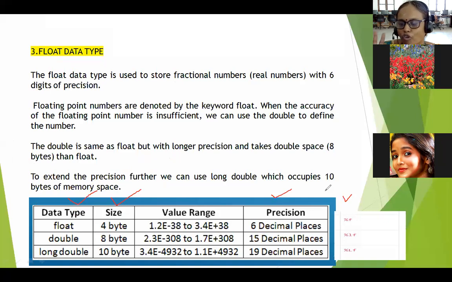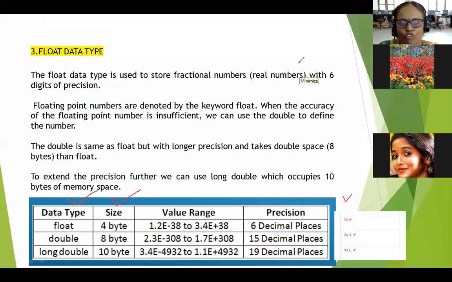So float, 4 byte, percentage f. Double, 8 byte, percentage lf. Long double, 10 byte, percentage capital LF. So you all imagine 4 bytes is how many bits? 32 bits. You all know 8 bytes is 64 bits. 10 bytes automatically is 80 bits. So comparing with that, long double stores the highest number of bits of the data types because it is holding nearly 10 bytes, and you all know the format specifier.